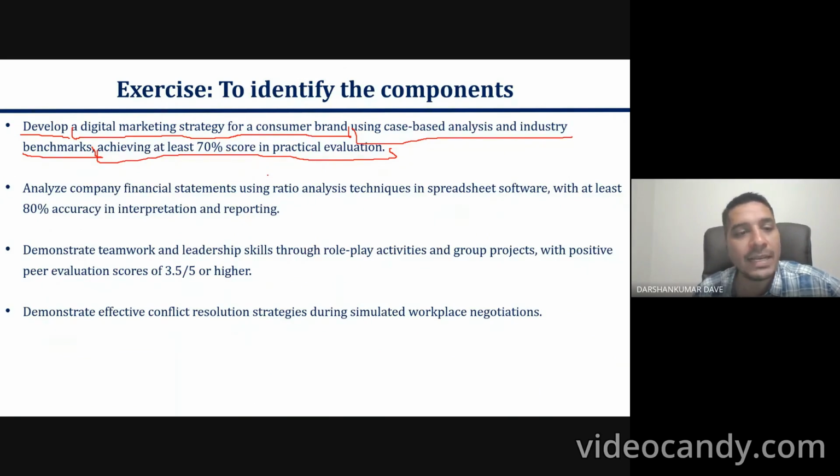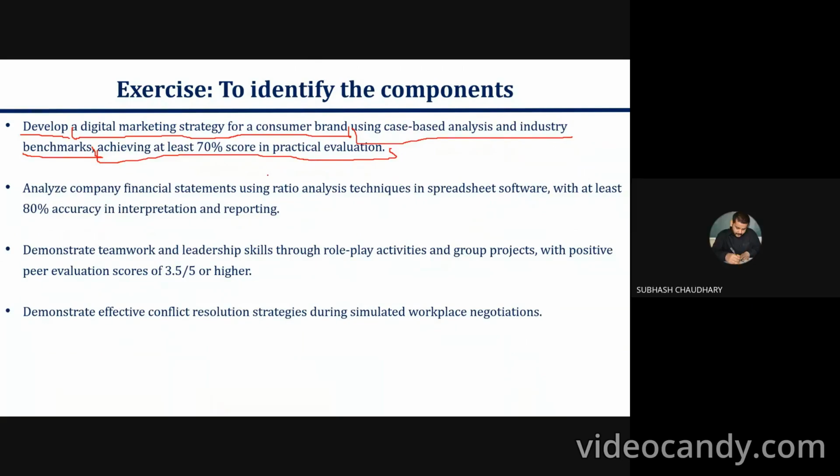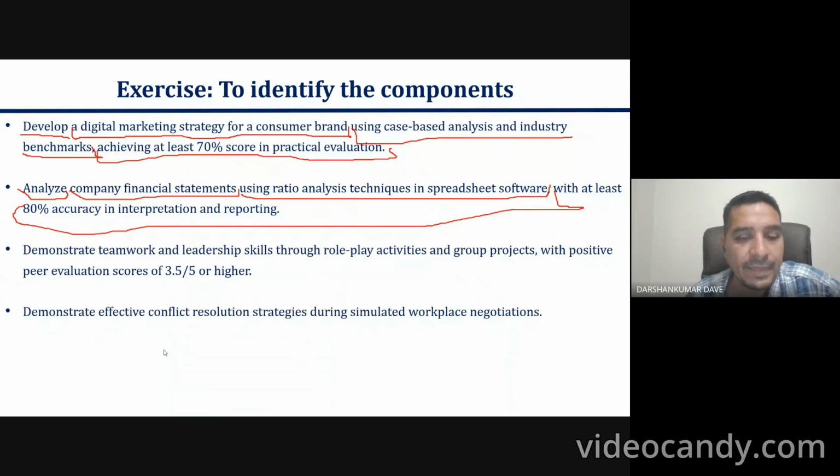Okay. Similarly, let us talk about the second one. Give me the components of the second statement. Sir, analyze is the action verb in the second one. Correct. Then the company financial statement will be the subject. Using the ratio, and that is in context of spreadsheet and software. And the criteria is around 80% accuracy in interpretation. Very good. Correct. Do you guys agree? Anyone have any other opinion?